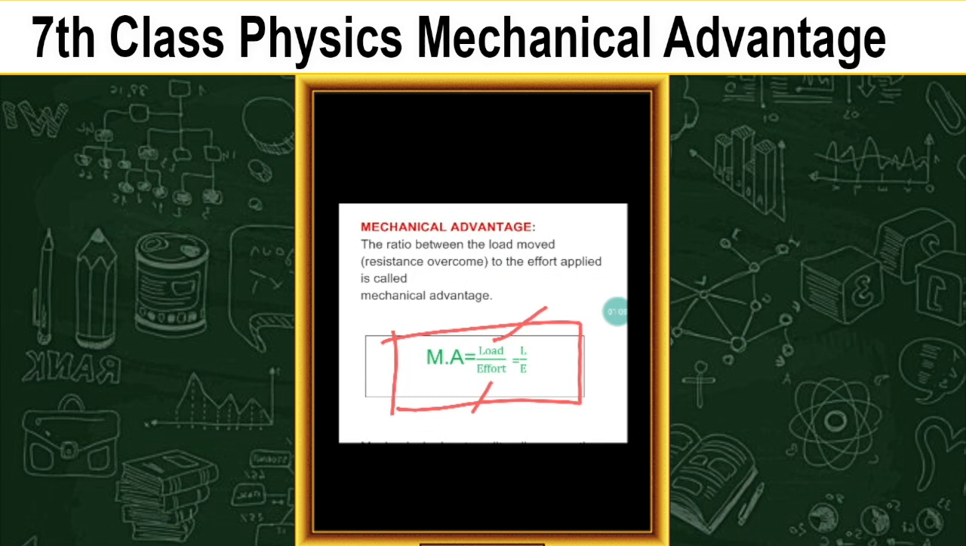So what are the units of mechanical advantage? Mechanical advantage is the ratio of two forces, so it has no units. There are different kinds of simple machines. Sometimes load might be greater, sometimes effort might be greater, and sometimes both will be equal. So let us see the three cases.